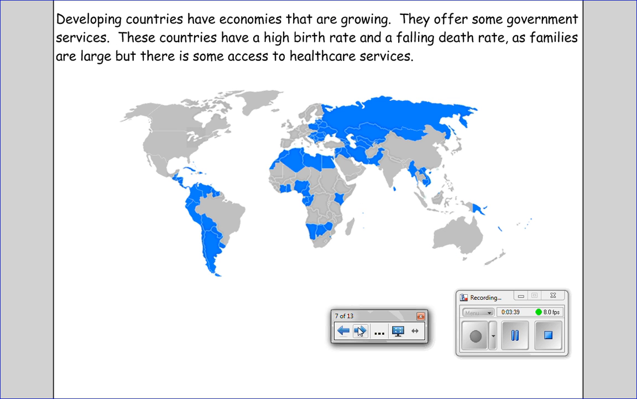Developing countries have economies that are growing. They offer some government services. These countries have a high birth rate and a falling death rate, as families are large, but there is some access to health care services. And we can see examples of this in the countries that are shaded in blue.